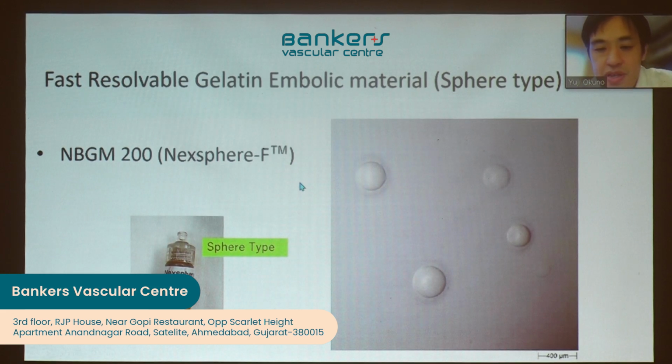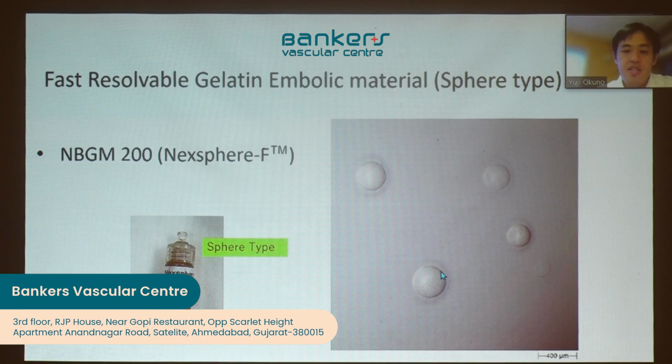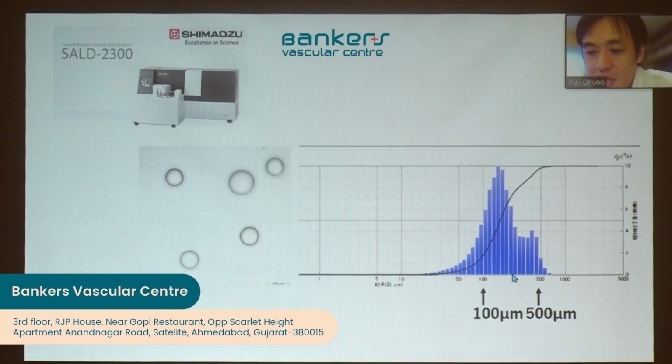Next, sphere F is one type of temporary embolic material. This is a picture of the bottle. This is a sphere type. This is a microscopic finding of this particle. The size is around 200 or 300, and you can see the sphere shape, made of gelatin.